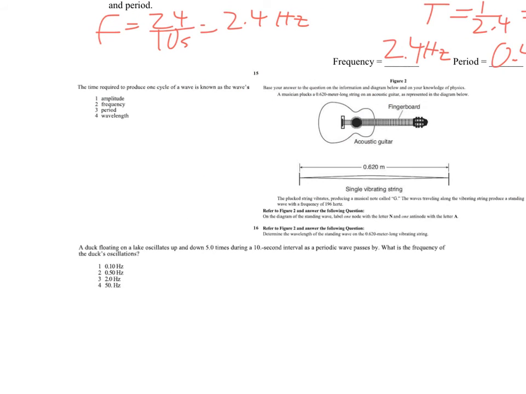So some of the questions at the end, these are old Regents questions. Also, you can find these on your homework. The time required to produce 1 cycle, that would be the period. That would be choice 3 there. If it were asking about the number of oscillations in 1 second, that would be frequency.